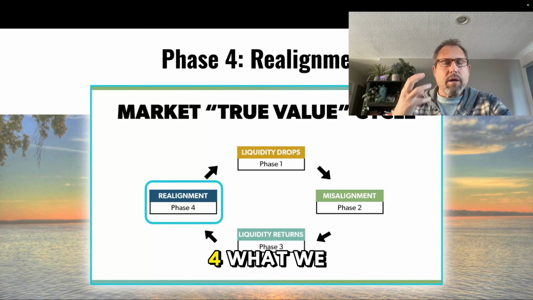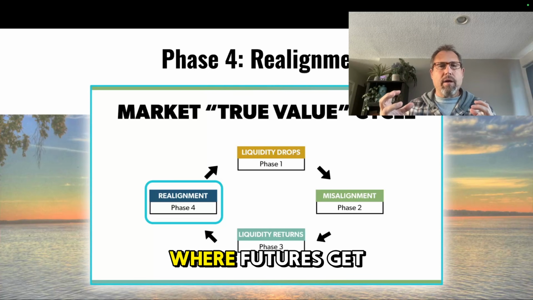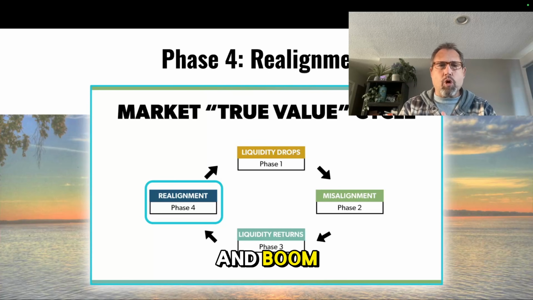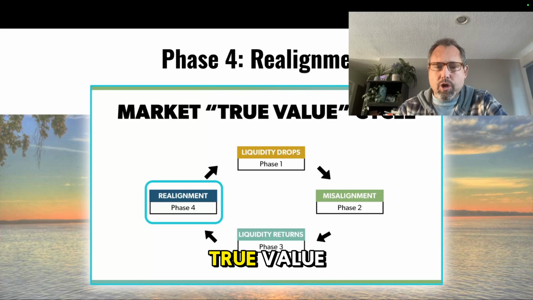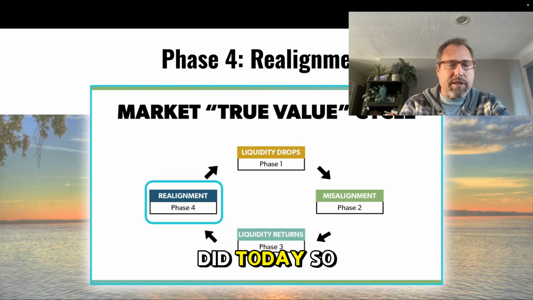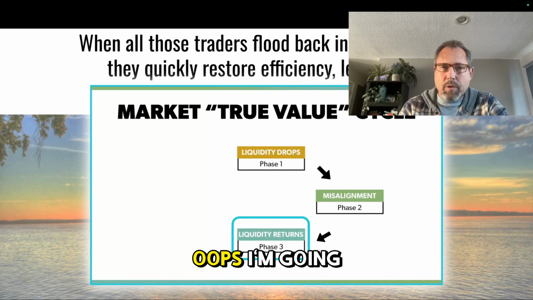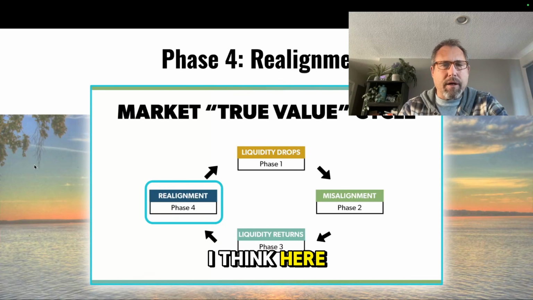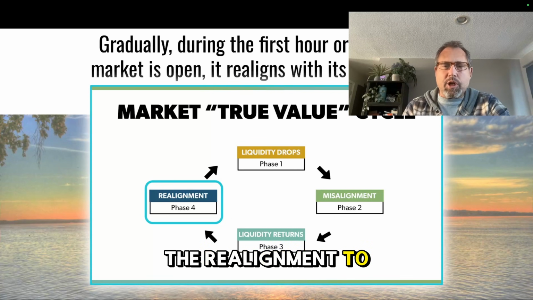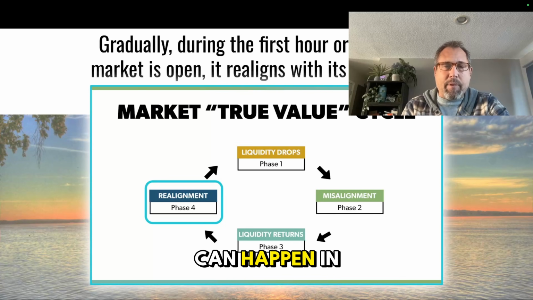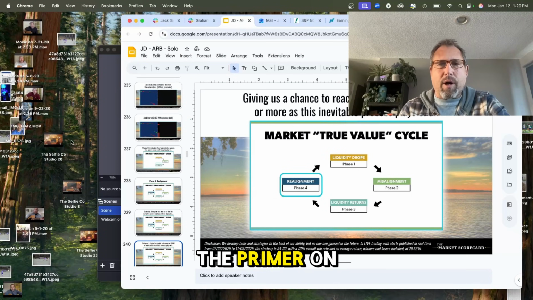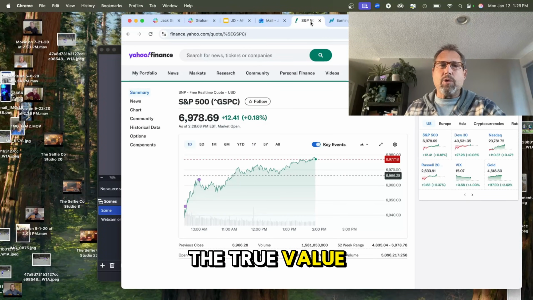That's phase three. All traders coming back into the market, it's a flood, and that's when efficiency comes back, leading to phase four, what we call the realignment, where futures get it wrong, regular trading opens, and boom, you get a correction back to true value. And it can happen very quickly, just like it did today. Gradually, during the first hour or so, when the market is open, this is when the realignment to true value happens. But again, it can happen in a blink of an eye. And that's really all I wanted to show you, the primer on the true value cycle.